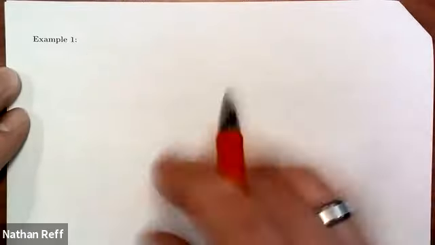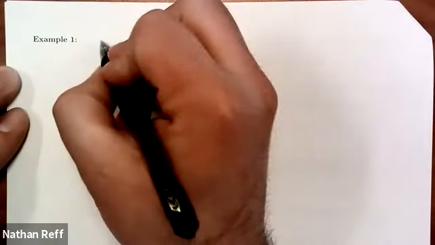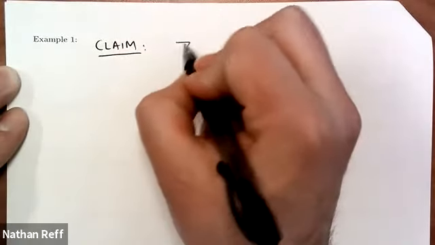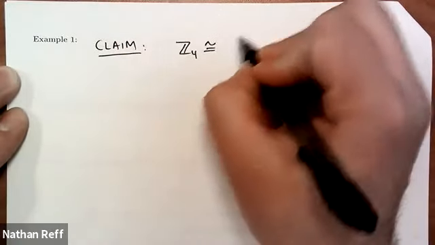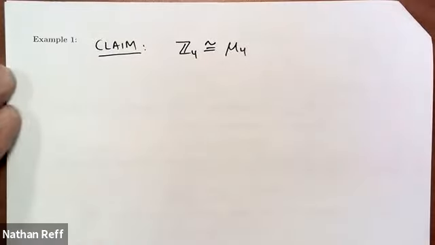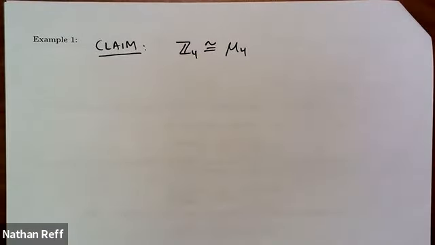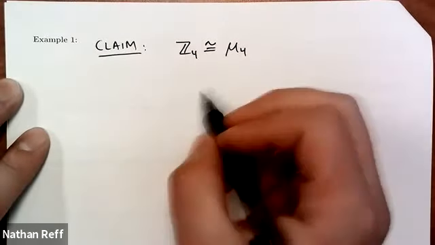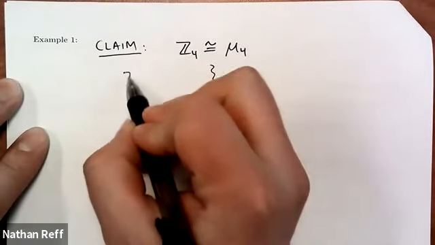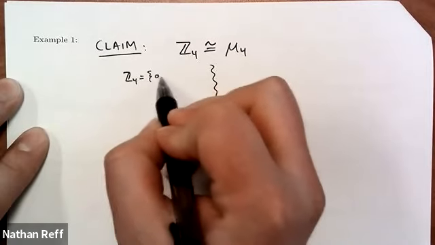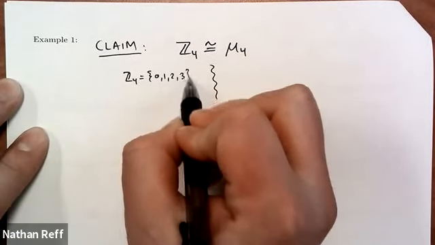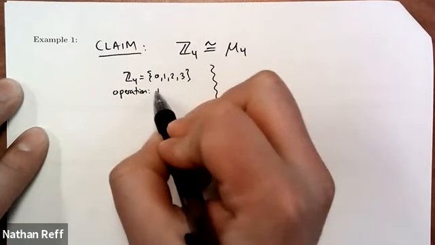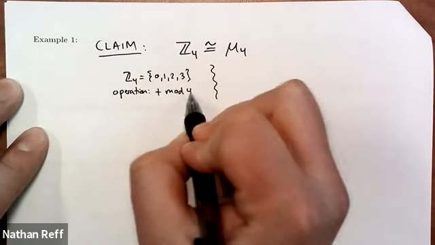Okay, so first example, here's my claim. The claim is that Z4 is isomorphic to mu4. Okay. So recall Z4, what does that actually look like? So Z4 is 0, 1, 2, 3, and what's the operation? Yeah, this is addition modulo 4.